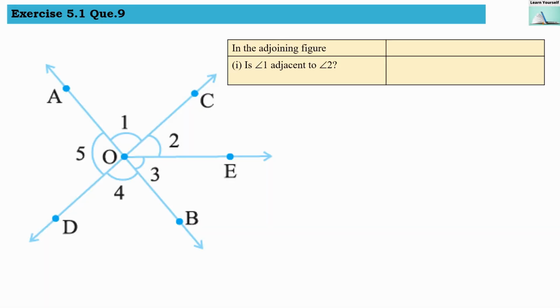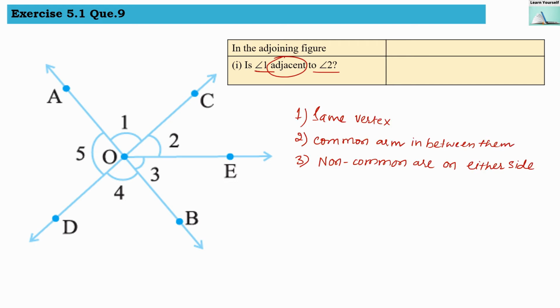Exercise 5.1, question number 9. In this question, we have to answer some questions based on the figure they have given here. As you can see the figure here, the first question is, in the adjoining figure, is angle 1 adjacent to angle 2? Now if we want to check whether these angles are adjacent or not, then we have to check whether they are following all these three conditions or not. First, they should have the same vertex. Second, they should have a common arm in between them.